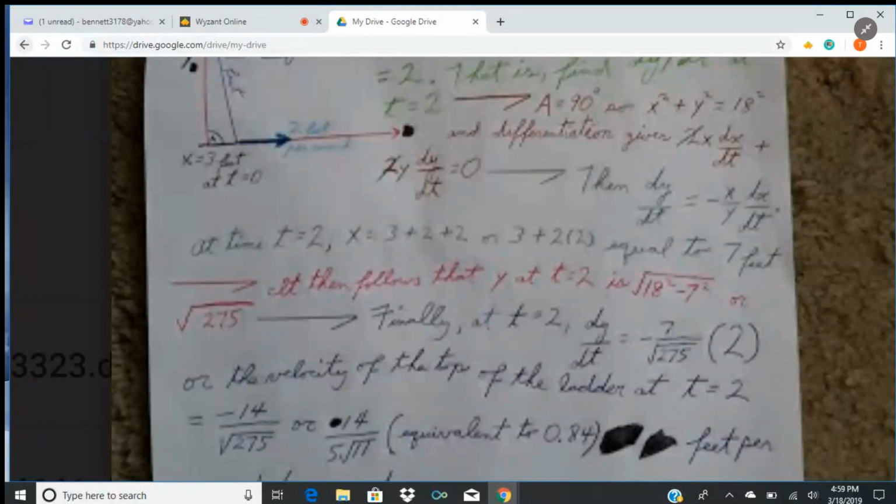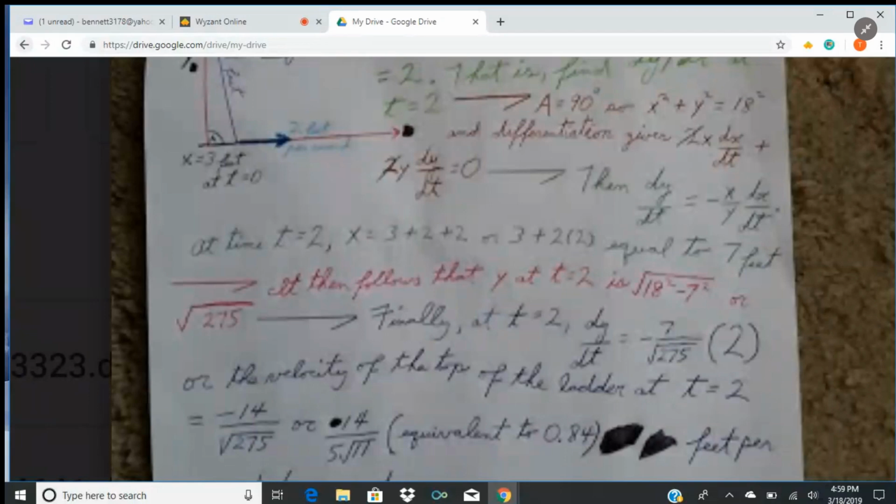At time t is 2, x is 3, plus 2 seconds is plus 2 feet of movement for 1 second, plus another 2 feet of movement for a second. And so you have 3 plus 2 times 2 is equal to 7 feet. It then follows that y at t equals 2 is the square root of 18 squared minus 7 squared under the radical sign, and that crunches to the square root of 275.